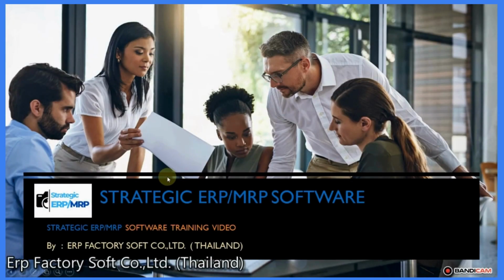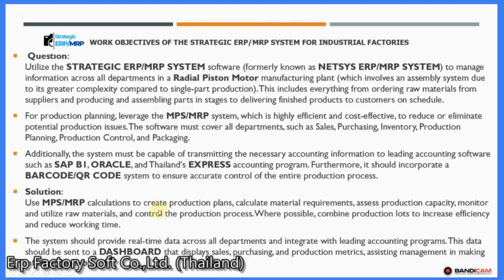Today, after we install the system, we will teach you how to use the software, which is the MRP software system from Factory Soft Company. We will train from the problem. The problem asks to use the strategic MRP system software, formerly known as Netsys MRP system, to manage information in all departments of a radial piston motor manufacturing plant, where assembly work is more complicated than single part work. If we can do this work, single part work will be easier.